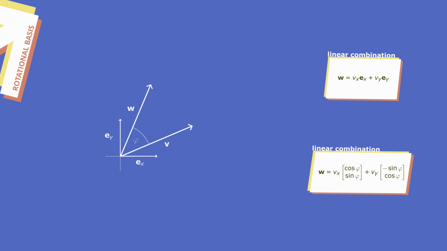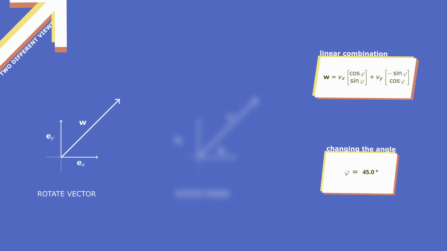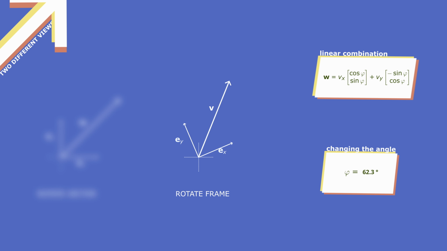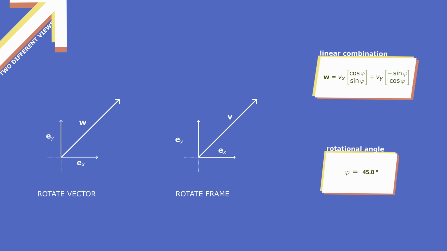But there are actually two ways we can see this operation. One would be that this operation rotates the vector itself. The other would be that this operation transforms the frame while the vector does not change. The important takeaway here would be that this transformation is not tied to a specific vector. You could take any vector and apply the transformation.